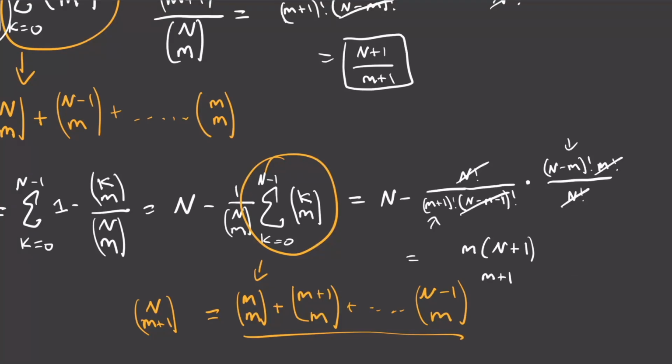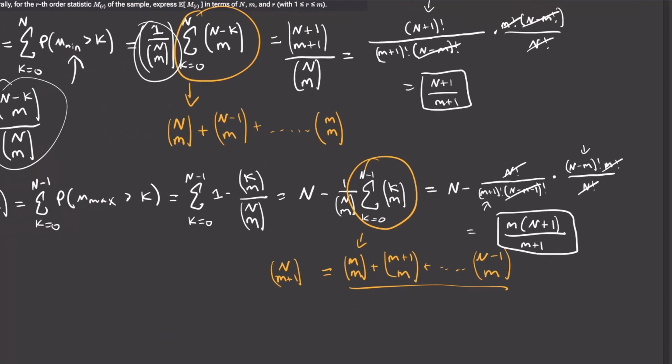So that's the final answer for part B. It's going to be m times n plus 1 divided by m plus 1. So it's almost very similar to this one up here, right? That one was n plus 1 over m plus 1. We just have this extra factor of m that we're multiplying by now. So that right there is the final answer for part B.